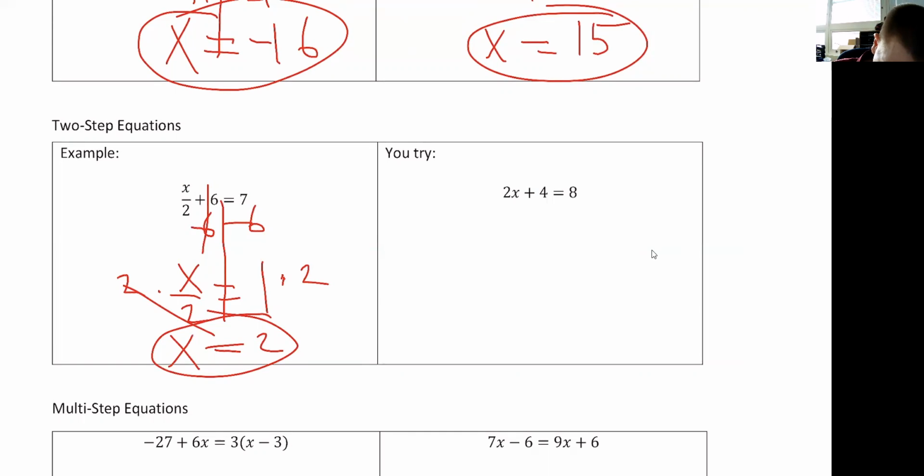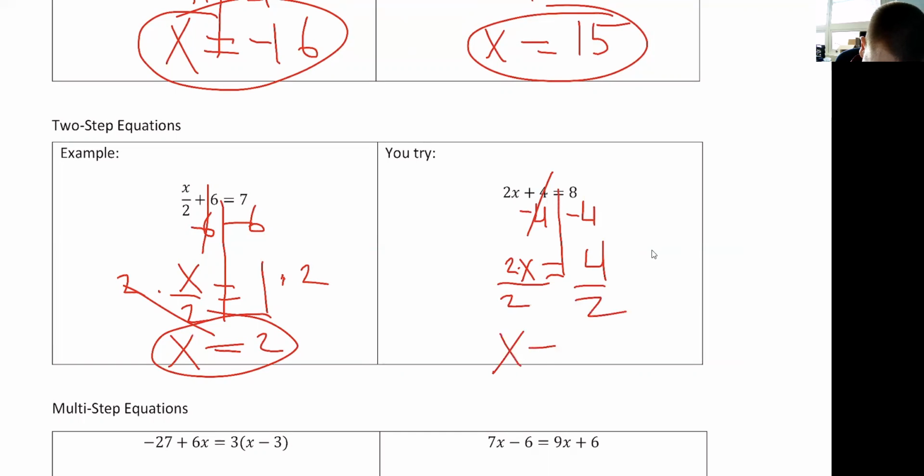All right, so assuming you gave this a try, first thing you want to deal with is that plus 4. So you would just subtract that to the other side. That would just bring down the 2x equals 8 minus 4 is 4. 2x, if you don't remember, if there's nothing between a number and a variable, remember that's 2 times x. So to undo that, you're going to divide. So you would just get x equals 4 divided by 2 is 2.